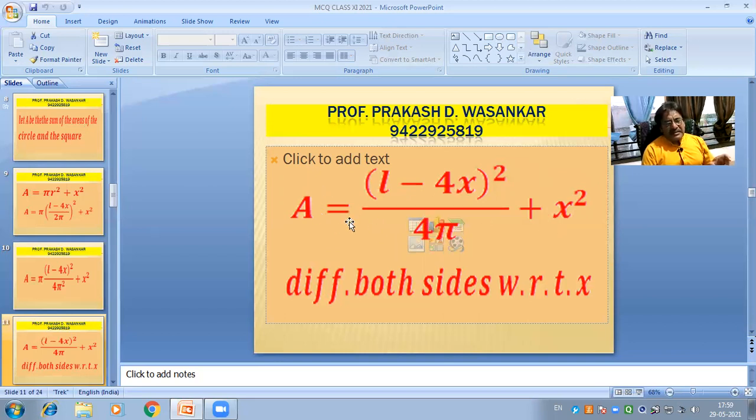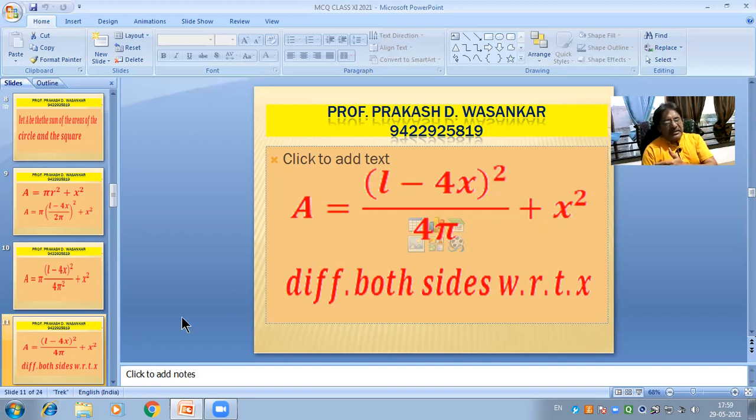That is, here differentiate this equation with respect to x. Then dA by dx, or d/dx of A, is equal to 1 upon 4 pi constant, d/dx of (L minus 4x) whole square. And we find the derivative of d/dx of (L minus 4x) whole square by using the formula d/dx of f(x) to the power n, that is n f(x) to the power n minus 1 into f dash of x, plus here d/dx of x square.